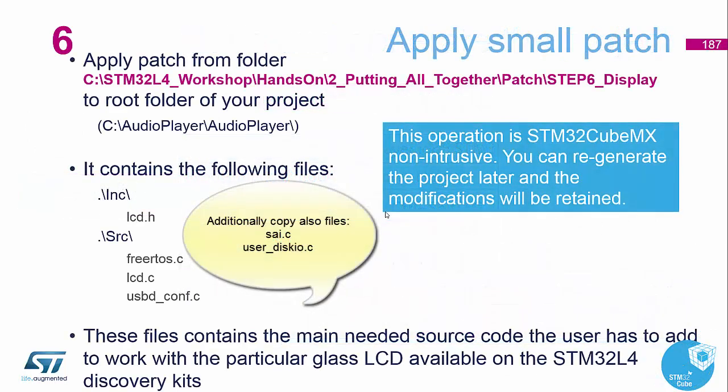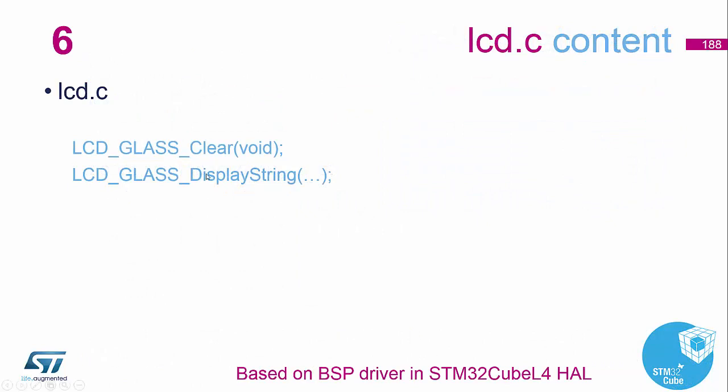Again, do not open the project because we need to apply the patch. So this is the last patch to apply. So step 6, display patch. There is one include file, which tells the system about our segment LCD we're using. And then there should be 3 source files that need to be copied across. The routines that we've added to the LCD.c are to do with the displaying of the various strings and clearing of the display. So these are the extra routines that we're pasting in to save you the time of writing the application.